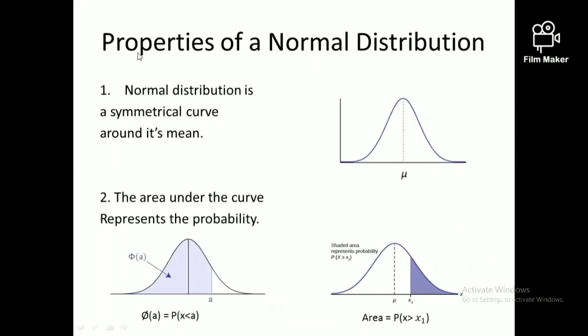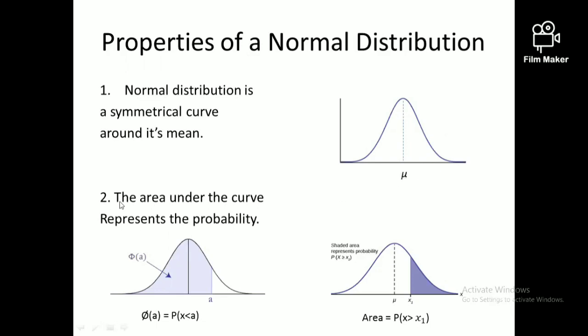Before we learn more about the normal distribution, we have to learn about its properties. The first fact, as I mentioned in the previous slide, is that the normal distribution is a symmetrical curve around the mean. Here the value is the mean. If you work out the median and the mode, they would be exactly the same as the mean value over here. That's the first property we have to understand.